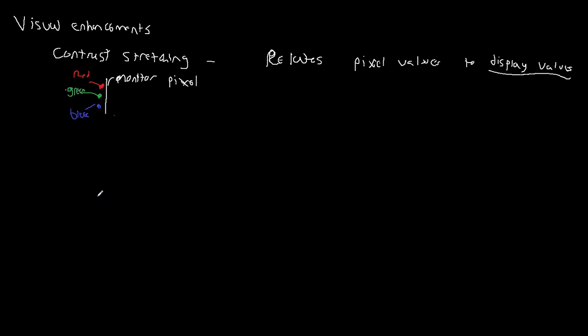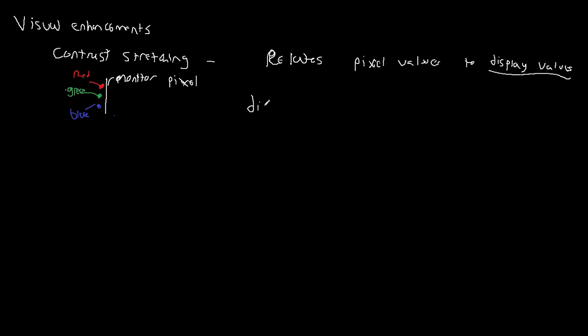Now, what is a display value? Just like with band assignment, where the display channel was whether you were talking about red, green, or blue, and it was that interface between the bands of your raster or your image and the red, green, and blue diodes of your monitor, contrast stretching takes the pixel value that is in your image, the value that's actually in your pixel of your image, and translates it to what's called a display value.